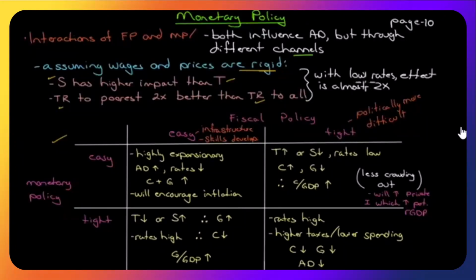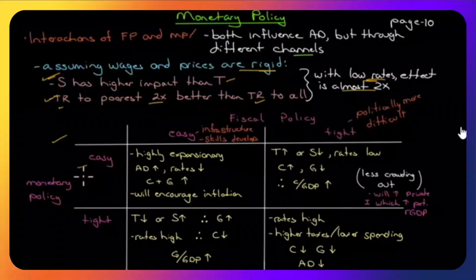If you also have low interest rates, the effect of both of these, spending and transfer payments to the poorest, is almost twice as much. So let's look at our interactions. Most of these you can use logic to figure out on your own. If I didn't fill this in, you could probably fill these in yourself.